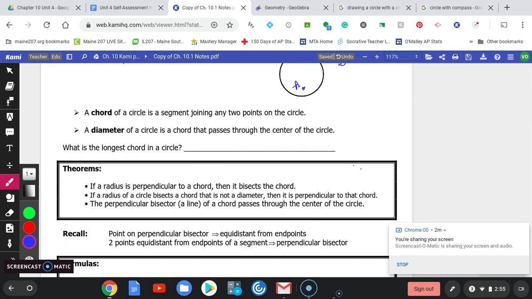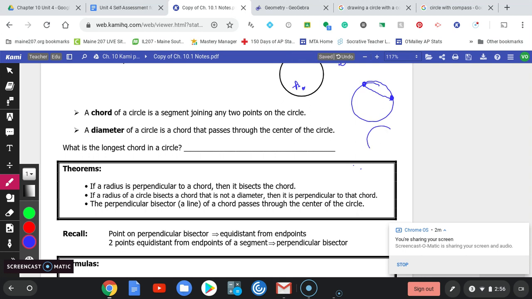Now we have chords. Chords are segments that join any two points on the circle. So if I have a point here on the circle and another point on the circle, if I join them together, they create a chord.